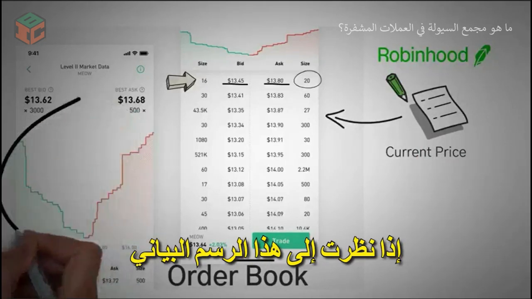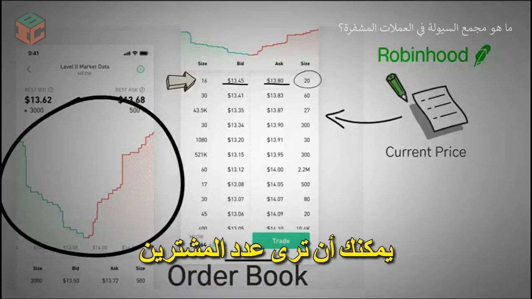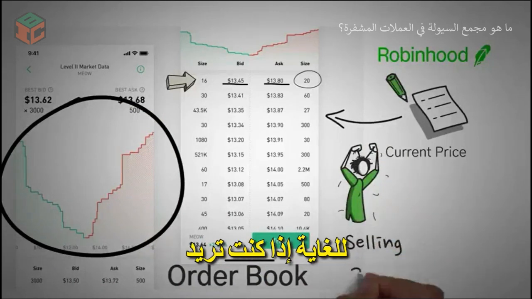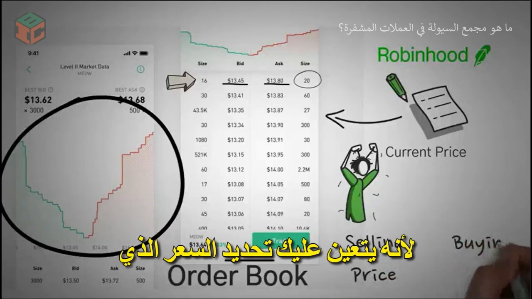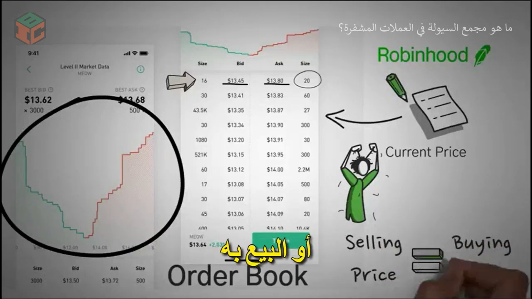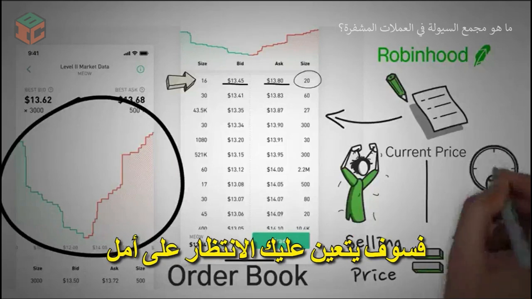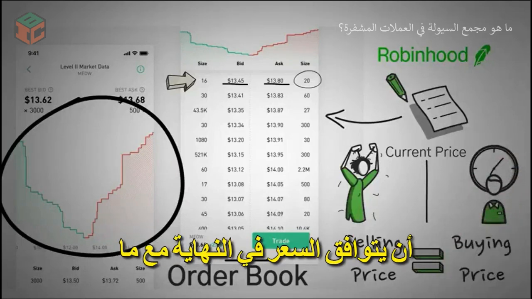If you look at this graph, the left one, you can see how many buyers and sellers there are at different prices. Now, you need to know, this is very inefficient if you want to buy or sell because you have to set a price that someone else is willing to buy or sell at, at least if you want to buy or sell your stock immediately. Otherwise, you have to wait around and hope that eventually the price matches what you're looking for.